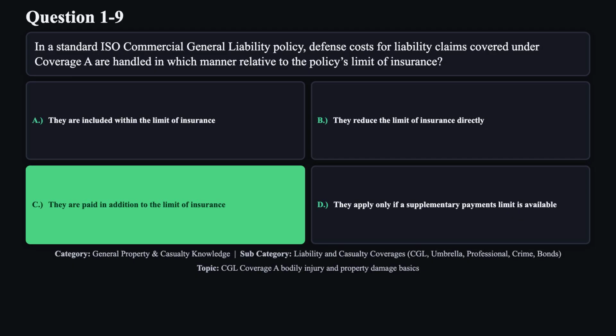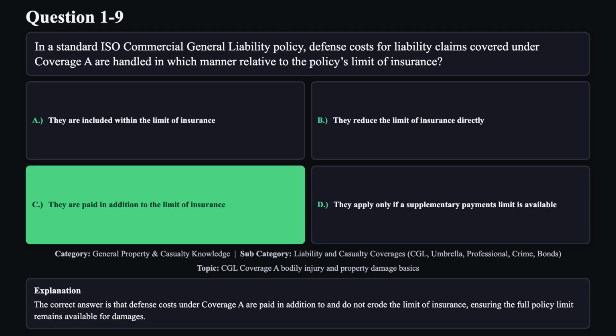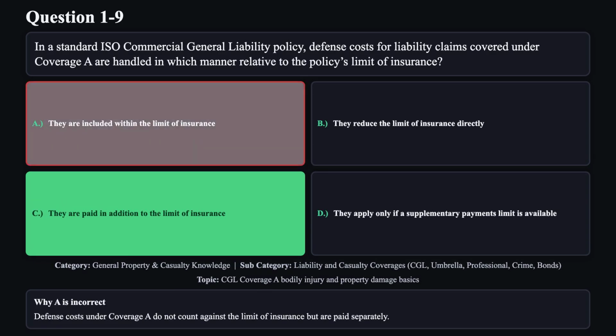The correct answer is C. The correct answer is that defense costs under coverage A are paid in addition to and do not erode the limit of insurance, ensuring the full policy limit remains available for damages. Reason A is not correct. Defense costs under coverage A do not count against the limit of insurance but are paid separately.